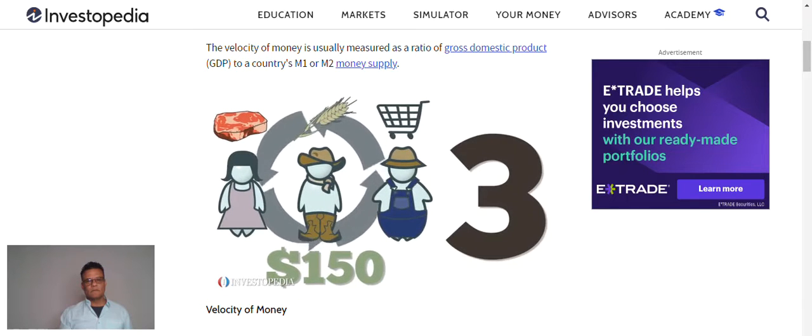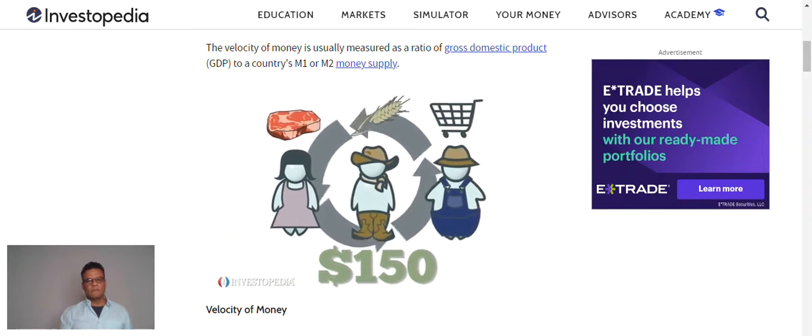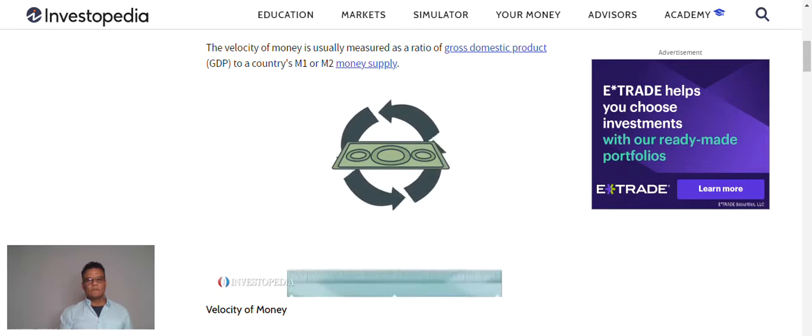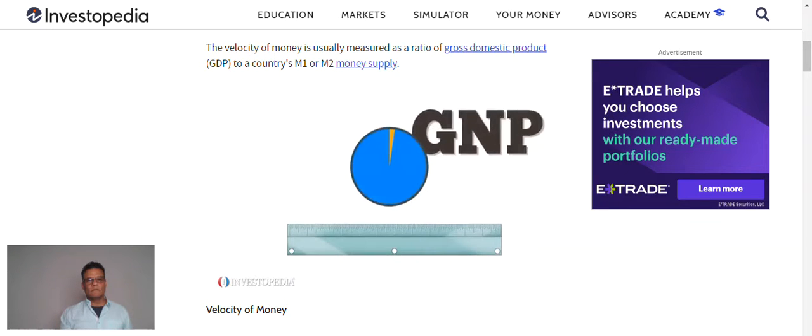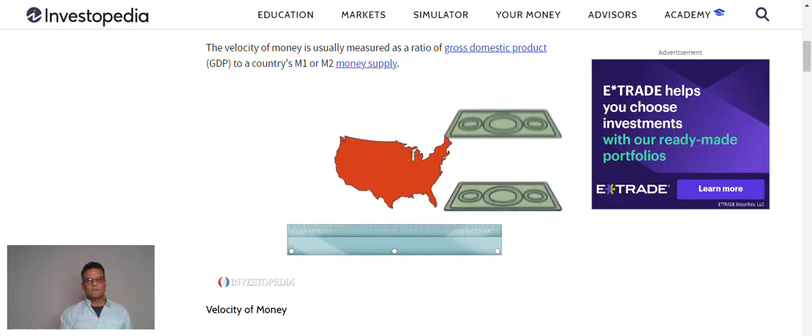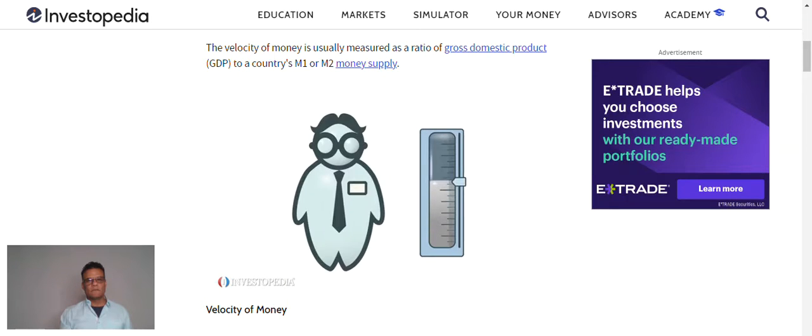The figure can be viewed as the money supply's rate of turnover. Velocity of money is usually measured as a ratio of GNP to a country's total supply of money. Investors can use it to gauge how robust an economy is.